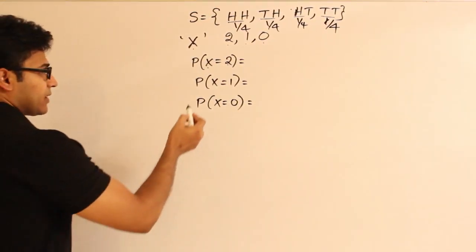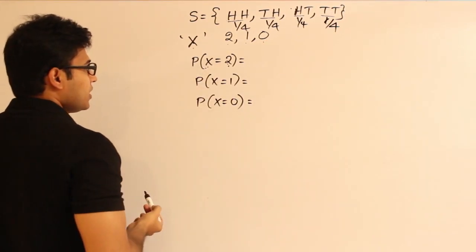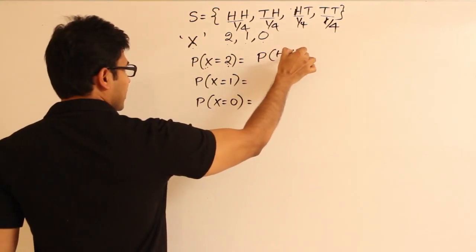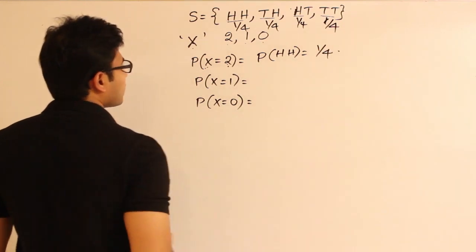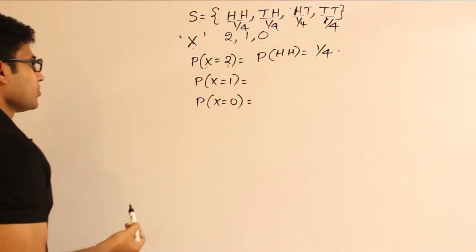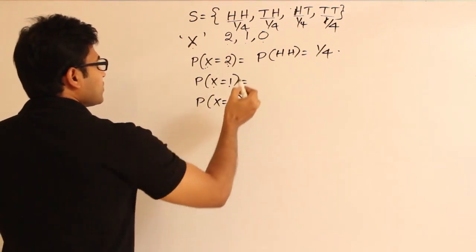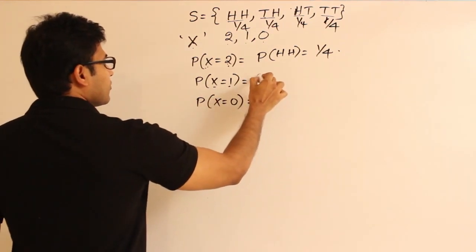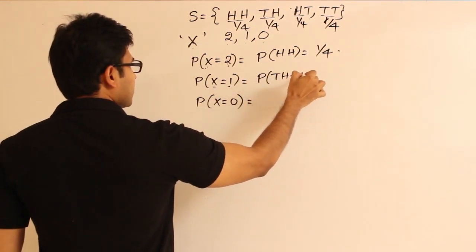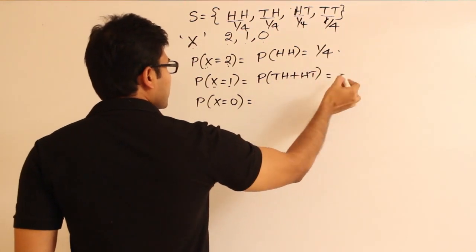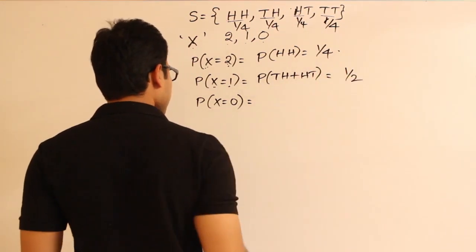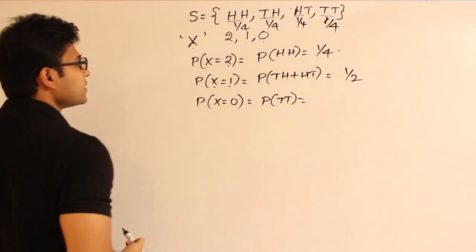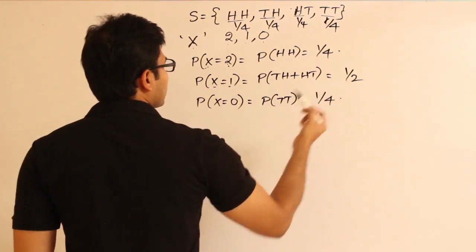But then see this one. What is the probability that x is going to be 2? For this one, the favorable event is two heads. Therefore the probability is 1 by 4. Got it? What is the probability that x is going to take 1? So either this event or this event, both are favoring x equal to 1. Therefore this is equal to the probability of this one plus the probability of the other event, which is 1 by 4 plus 1 by 4, that is equal to 1 by 2. What about this? It is nothing but the probability of the event of getting two tails, which is 1 by 4.